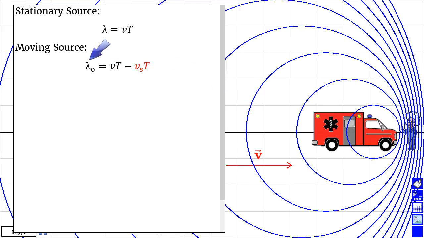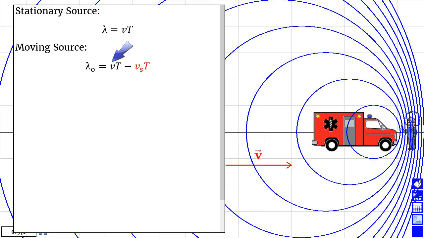As we showed with the animation, the original wavelength, which is v times t, is going to be reduced by the distance that the ambulance moves in one period. So distance is still speed times time. The difference here is that we want to use the speed of the ambulance, which I've labeled Vs, S for source, rather than the speed of the wave, which is just v.